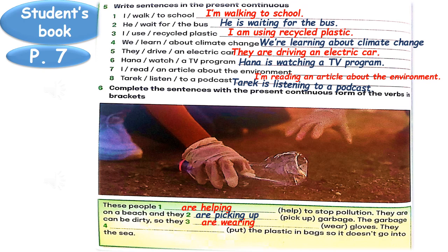They are putting. But here put consists of P-U-T. The P is consonant and the U is vowel. So P-U-T, consonant, vowel, consonant. The P is consonant, the U is vowel, and the T is consonant. That's why we need to add the last letter before adding the ing. So put turns into putting the plastic in bags so it doesn't go into the sea.